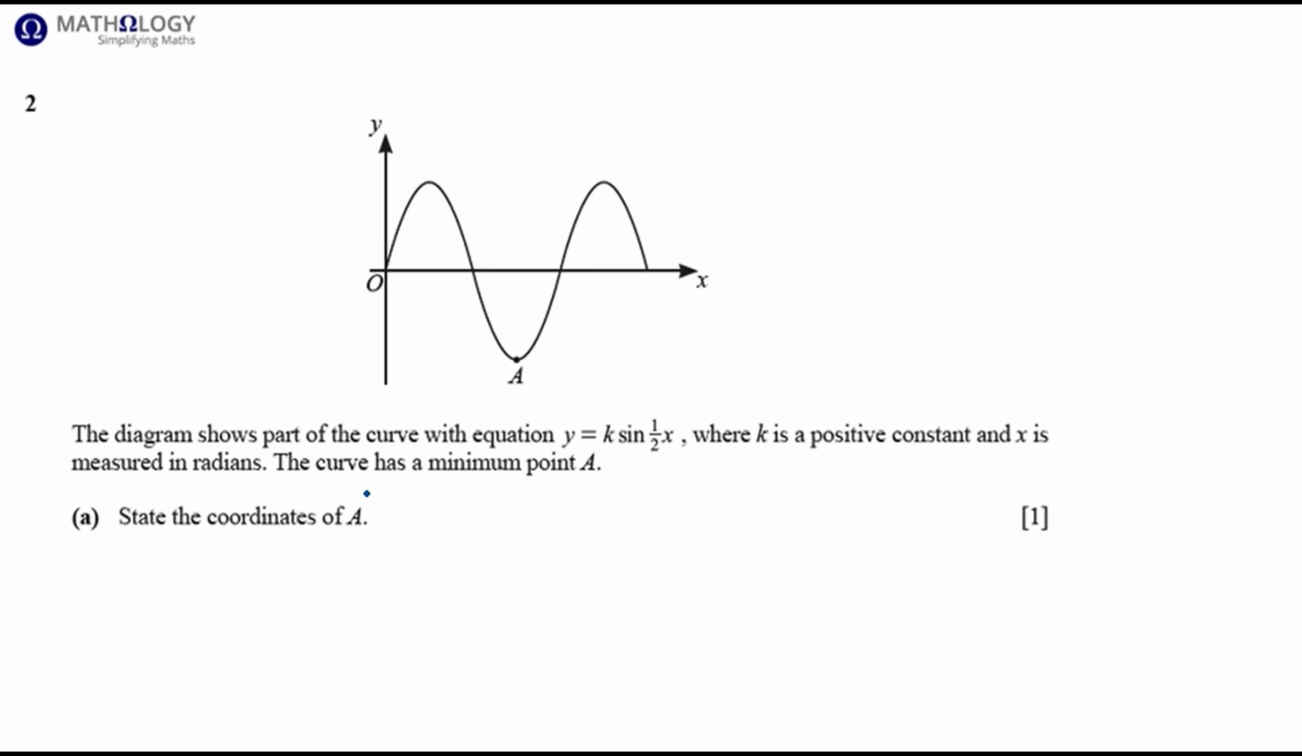The diagram shows parts of the curve with the equation y equals k sine a half x, where k is a positive constant and x is measured in radians. The curve has a minimum point at A. State the coordinates of A.